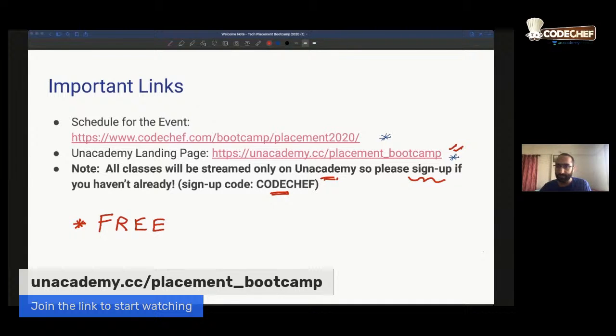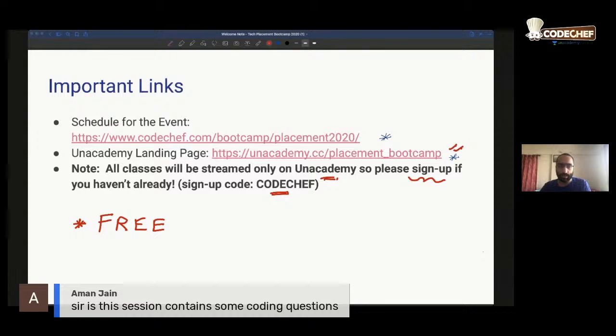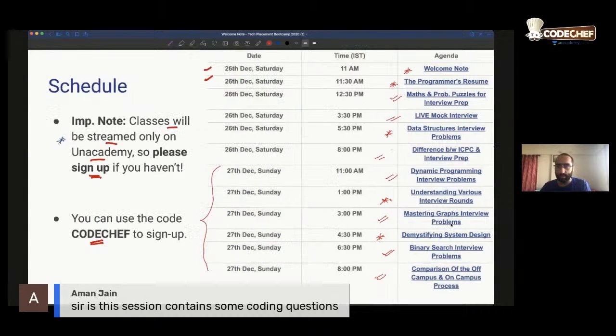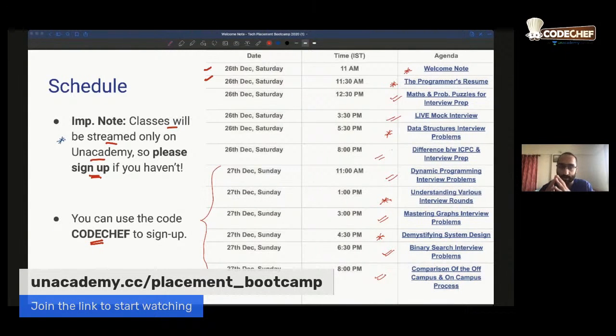If you guys have any questions, yes, the sessions do contain coding questions, of course. As I mentioned earlier, if you look in the agenda, a lot of these sessions are sessions where we will be discussing interview problems. These interview problems are basically problems which have been asked in interviews earlier, and they are coding questions. We will be discussing these questions and their answers, and we'll also discuss how you can approach these questions in general. And all of this is free of cost.